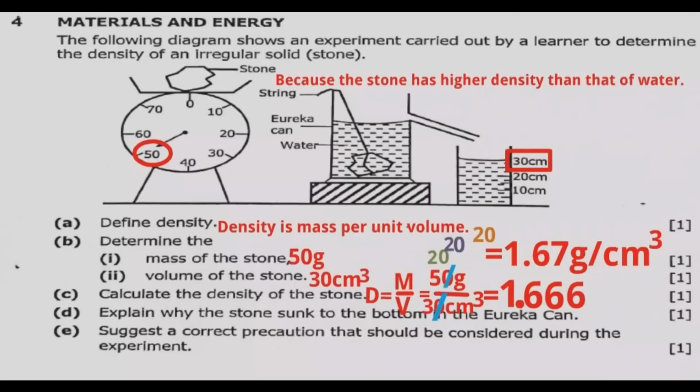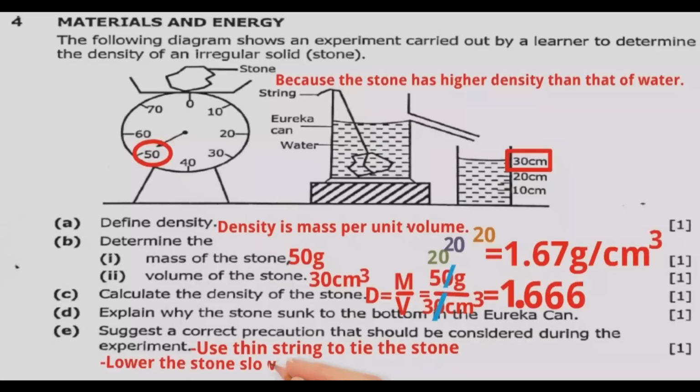Question 4e is suggest a correct precaution that should be considered during the experiment. They just want one, but I'll give you two. The first one is use thin string to tie the stone. When you're tying the stone, you make sure that you use a thin string so that it does not affect the reading of water. Because if you use a thick string, it will affect the reading of the water.